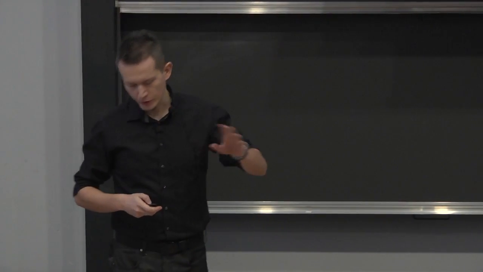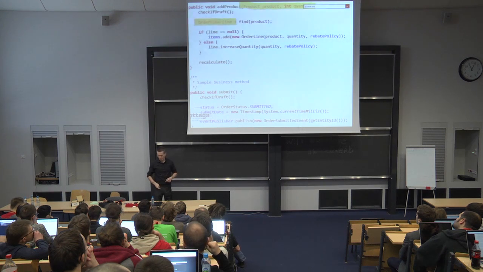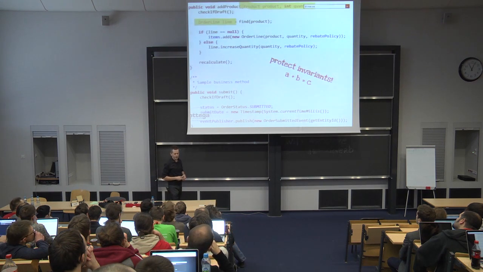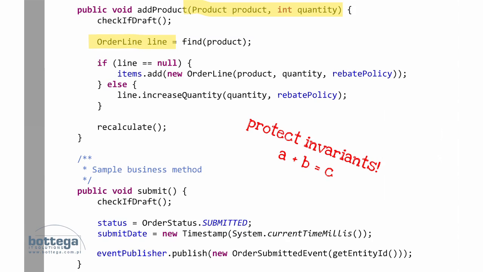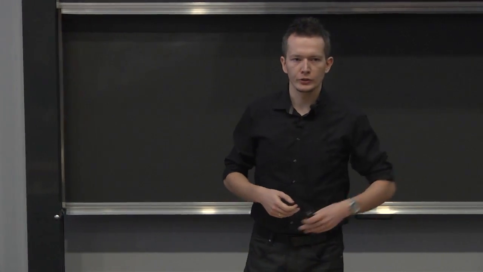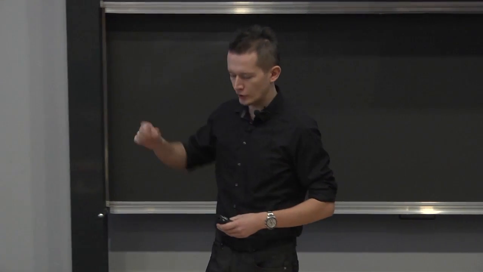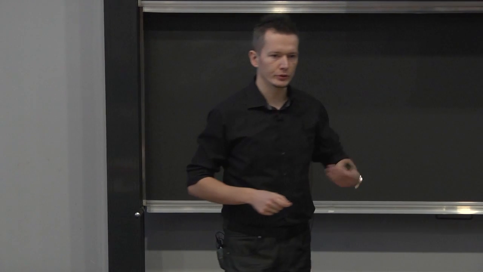When creating boundary of the aggregate, you focus on the invariants. Example, we have three objects, A, B, C. Okay, and we have given invariant A plus B equals C, which means when you change A or B, you must change C. You cannot change C if A or B didn't change.